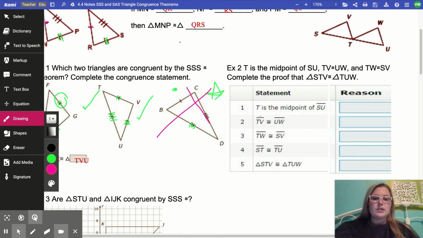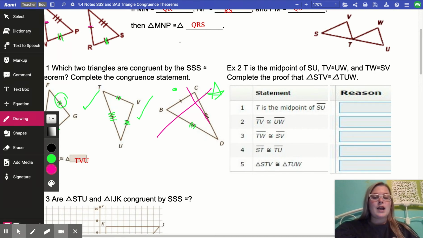All right, so for example 2, we see we have a dreaded proof. Oh no. So we're just going to take it one step at a time and talk through it together, okay? So it says that T is the midpoint of SU, TV is congruent to UW, and TW is congruent to SV. Complete the proof and prove that the 2 triangles are equal to each other. So they give me a lot of good information in my given statement.